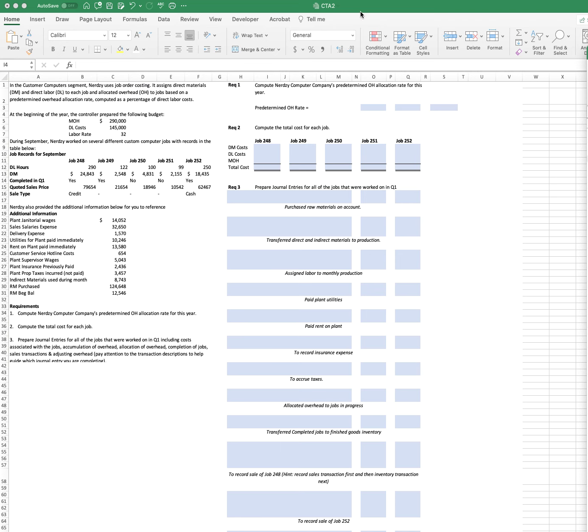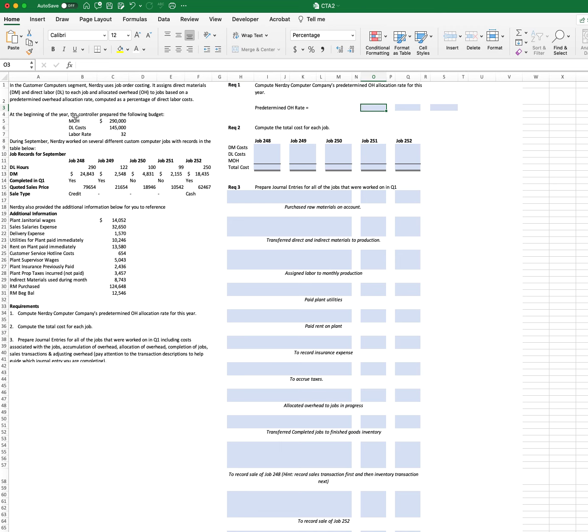We're looking at CTA2 and we're on the custom tab. So we have all this additional information on the side over here and then the inputs on the right side. And so we start out by calculating the predetermined overhead rate, and you're going to type that here, and remember that that is the estimated manufacturing overhead.